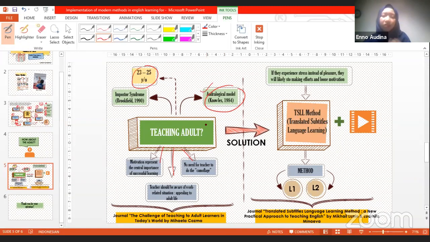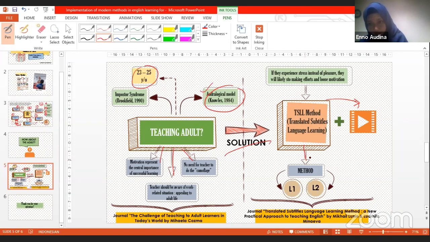Okay, so the solution that I can present to you for this teaching method is that you can use a method they call the TSLL method, or Translated Subtitles Language Learning. This method is quite simple actually. You can use this method by just watching a video, and then you can use a subtitle to teach your student how to learn. So I can explain how this works.